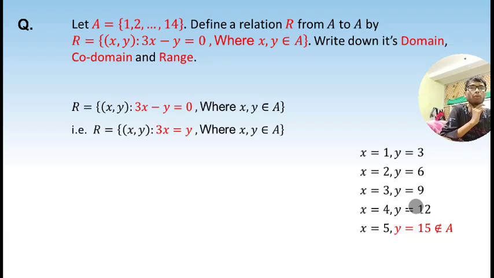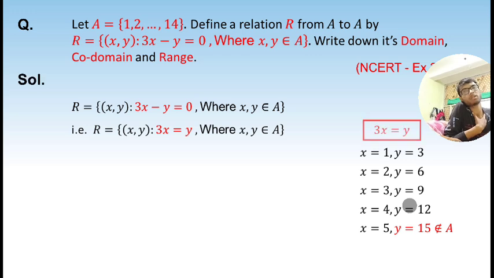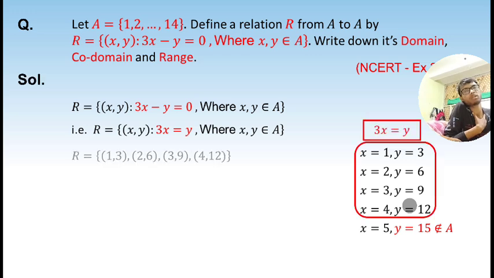But 15 is not belonging to A. 15 is not in this set. So we have this many ordered pairs. These are the relations: (1, 3), (2, 6), (3, 9), (4, 12). This is the relation.